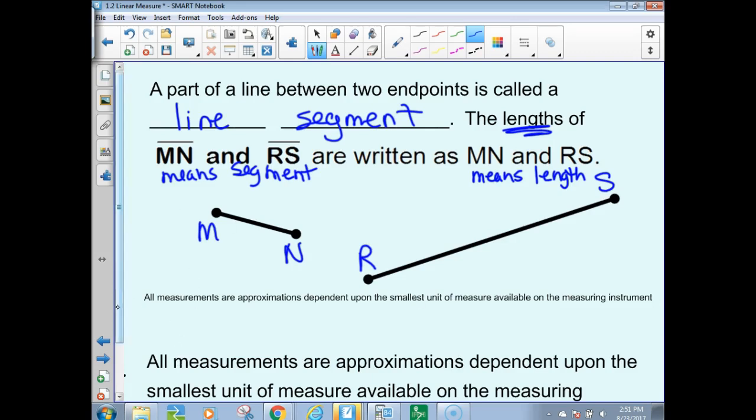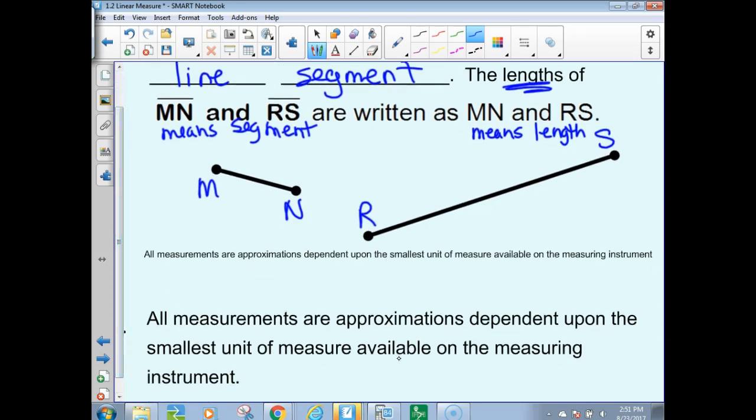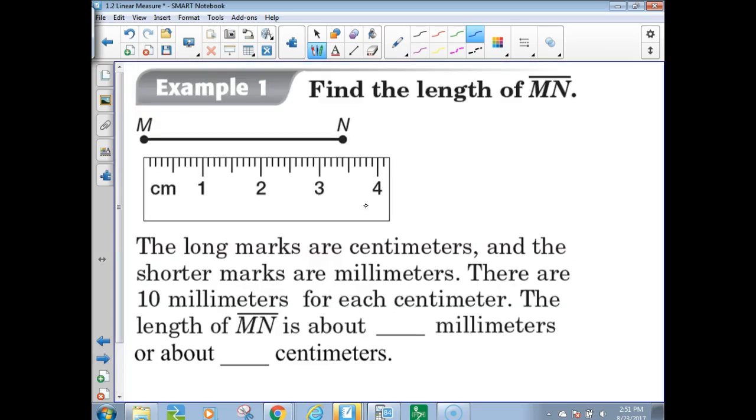All measurements that you make using a measuring instrument such as a ruler are approximations of the answer to the length, dependent upon the smallest unit of measure available on the measuring instrument. Okay, what the heck does that mean? Well, on a ruler, it might be in centimeters or it might be in inches. This one is in centimeters.